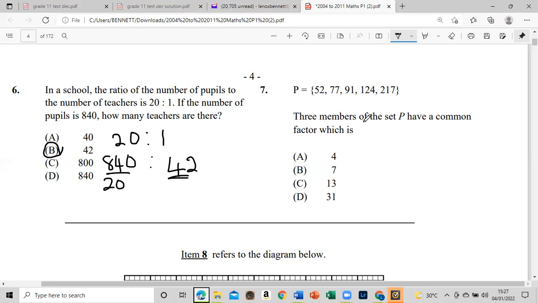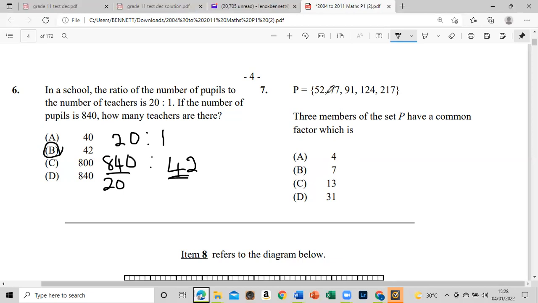All right, P is equal to 52, 77, 91, 124, and 217. Three members of the set P have a common factor. What are these numbers that have 3 of them as a factor? We must find out which number. All right, 4, okay, I'm going to 52, okay, I'm going to 77. To eliminate 4, I'm going to try 7 now.